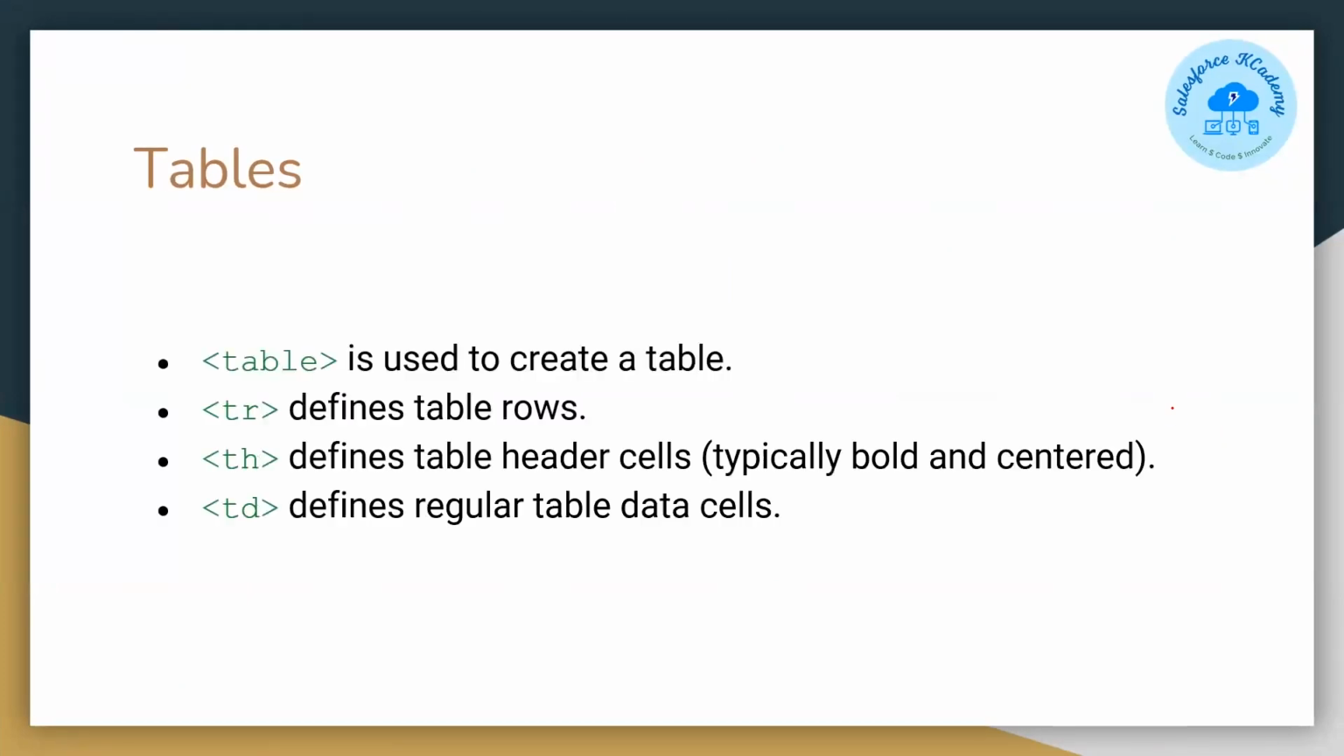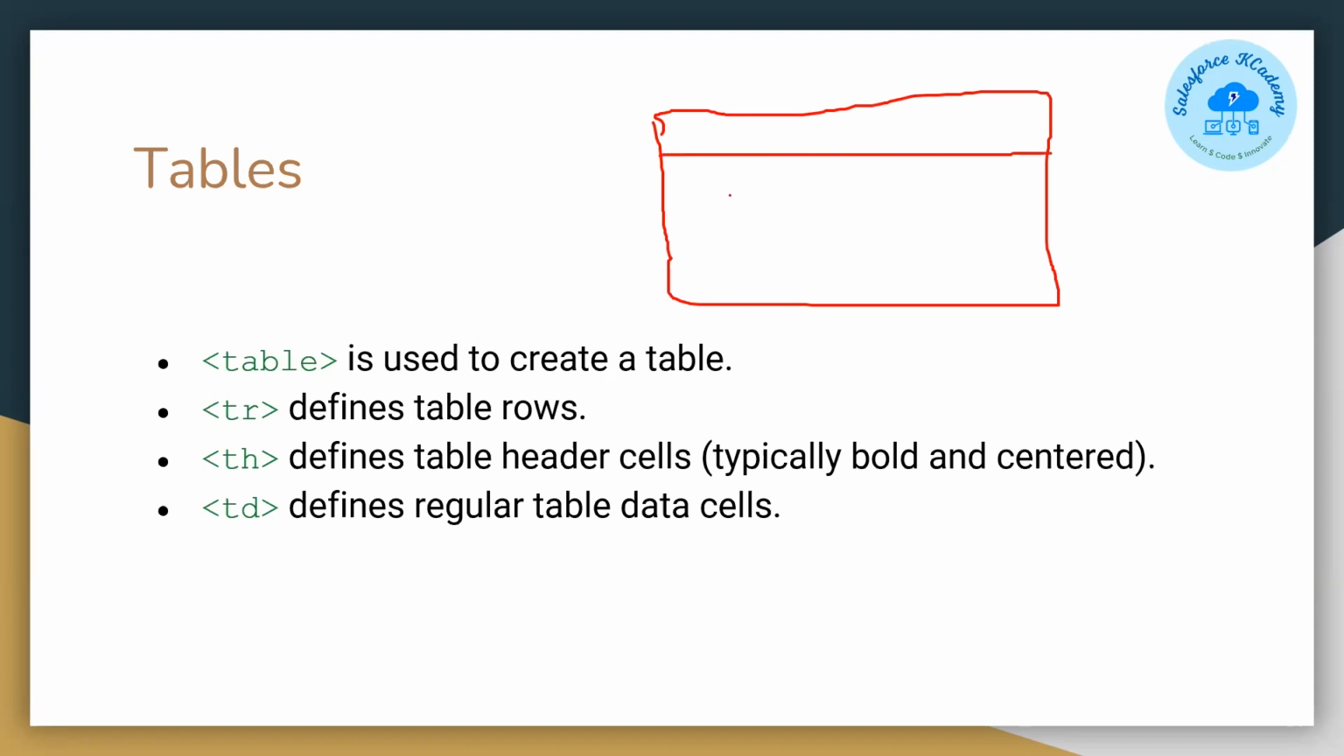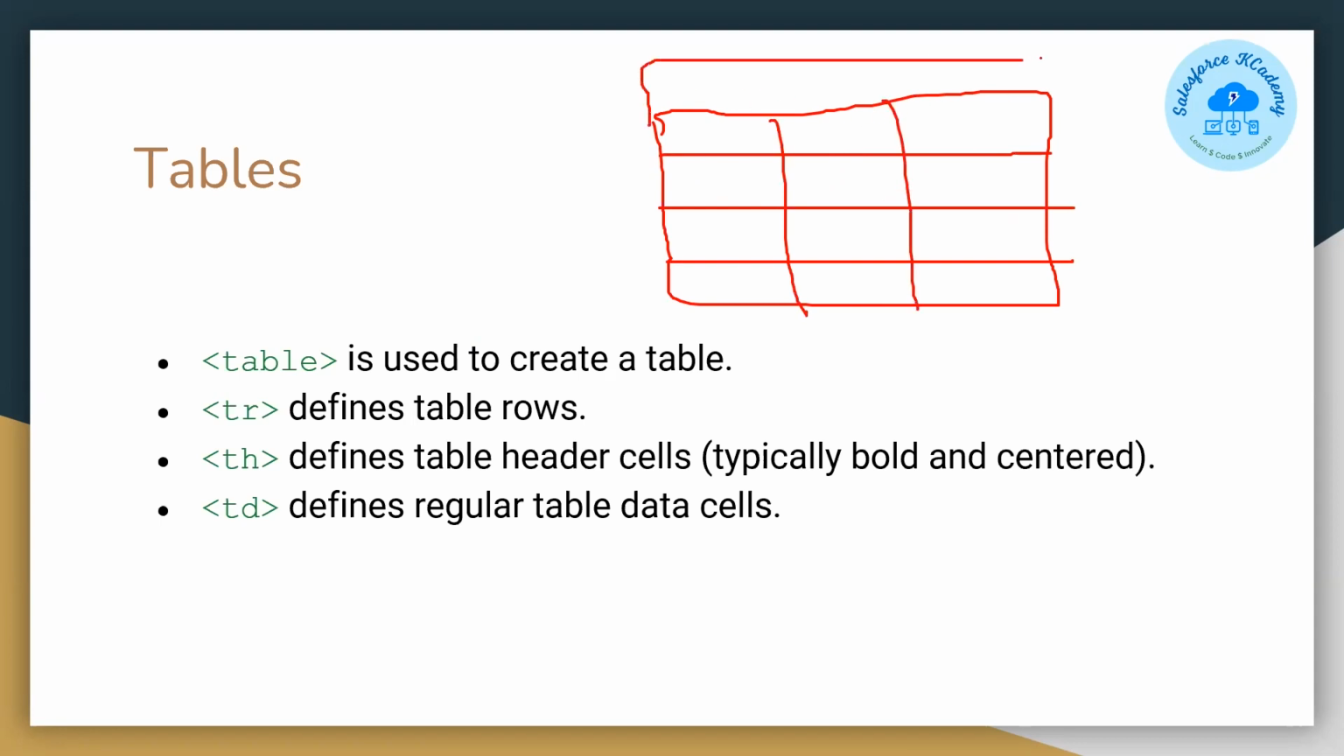Then we'll talk about tables. Tables are not that hard. In tables, what is a table? A table is a structure where you have the rows and then you have the columns. Sometimes you will be having the table headings as well. Okay. This is the basic structure of the table.